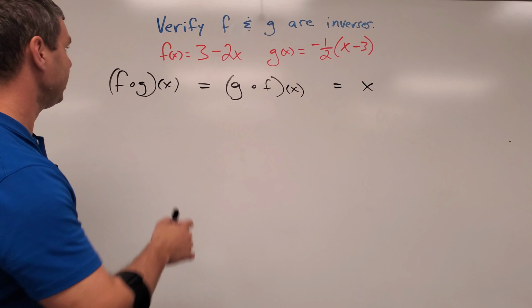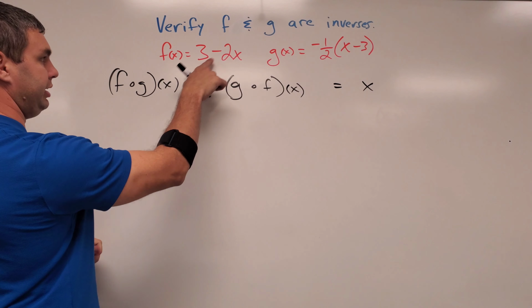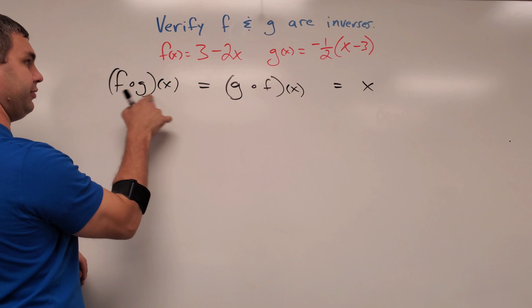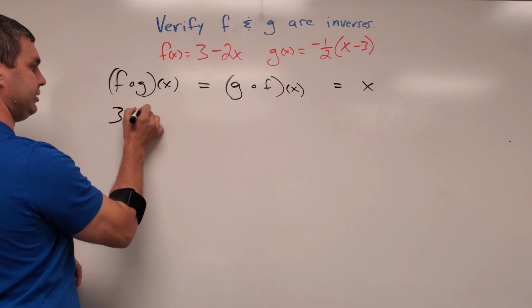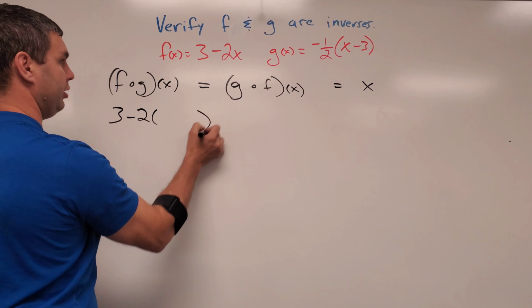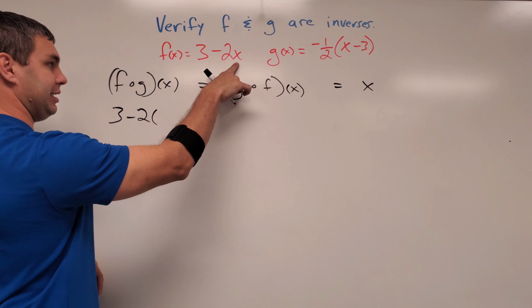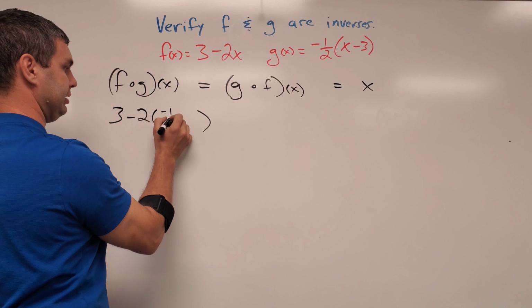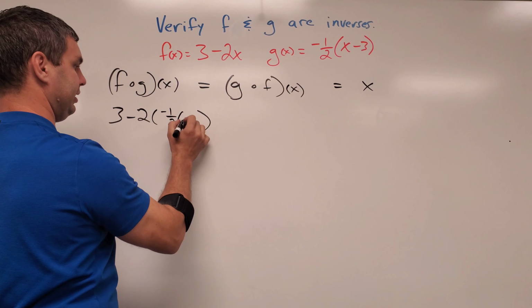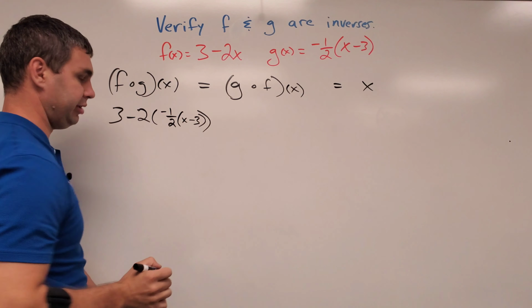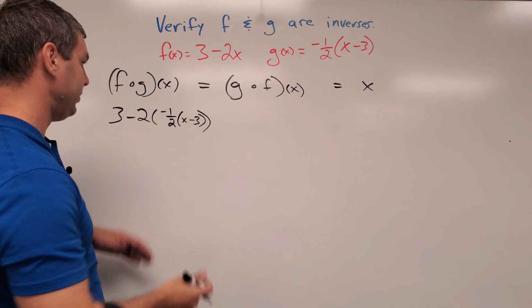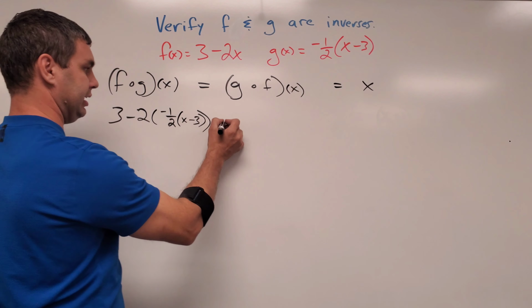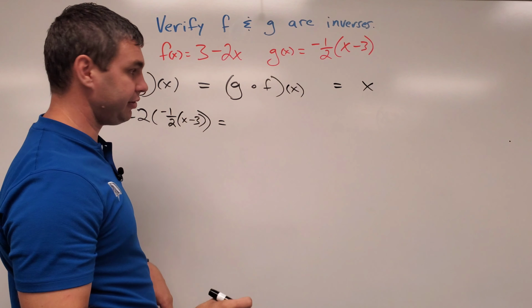In this first one, f of x is 3 minus 2x. So again, since it's f of g, I'm going to leave an open parenthesis wherever I see an x, and in that x, I'm going to put the g function, because f of g. The g function here is negative 1/2 times x minus 3, also in parentheses. Okay? And we'll simplify that eventually. But first, let's find g of f of x.